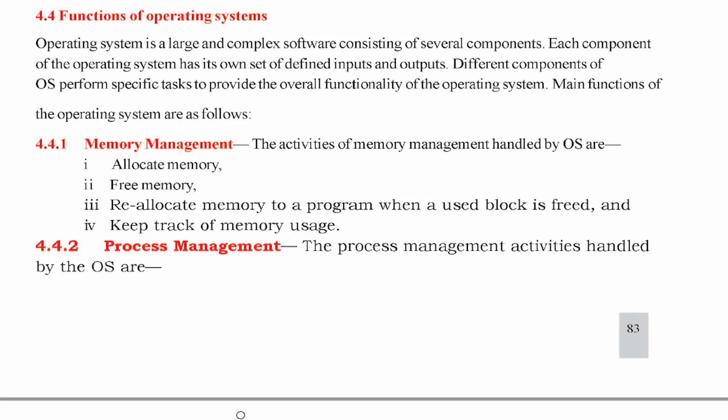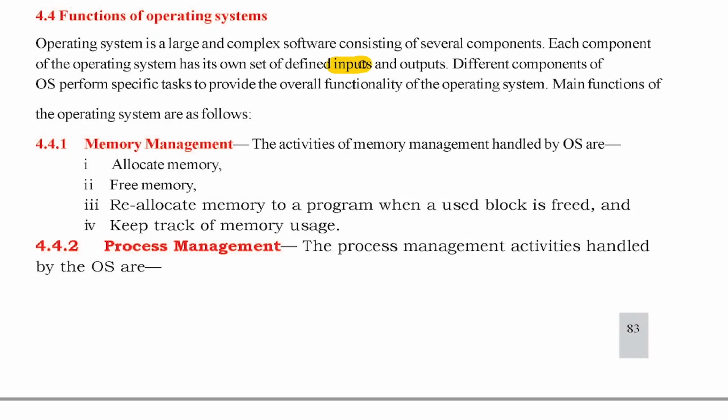So let us learn something about the functions of the operating system. I've already given some introduction to what the operating system is and its role. Once we complete this topic, you will be able to understand exactly what the role of the operating system is. The operating system is a large and complex software consisting of several components. It is made up of many components, and we'll learn what the different components are. Each component of the operating system has its own set of inputs and outputs.